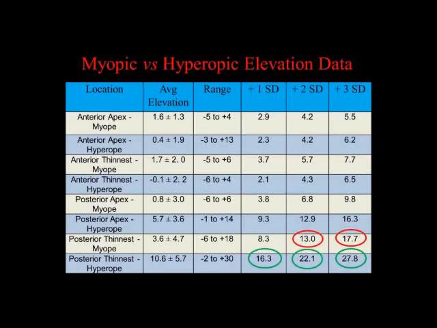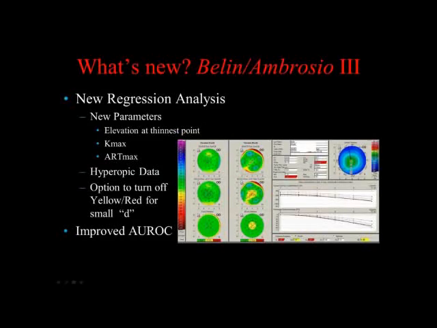Surprisingly, other parameters, including pachymetry, which surprised us, really were not significantly different. That did not require a separate database. But the posterior data was significantly different. So when you check off hyperope, it adjusts a database for the posterior information. Now, we say normal, which obviously shouldn't be normal, and hyperope.